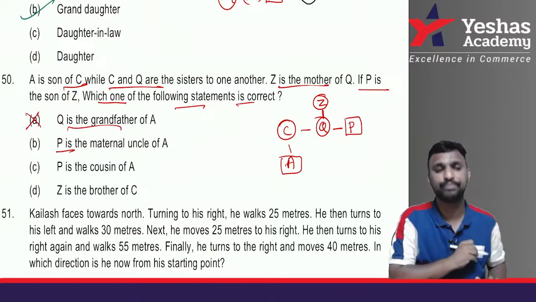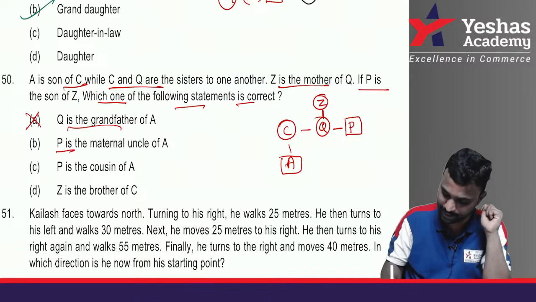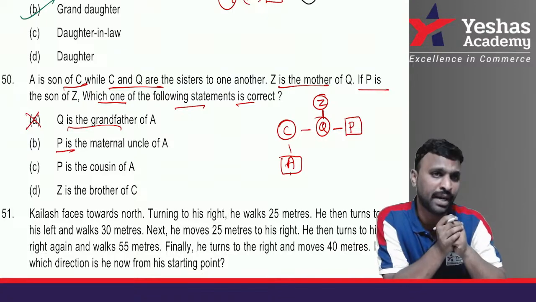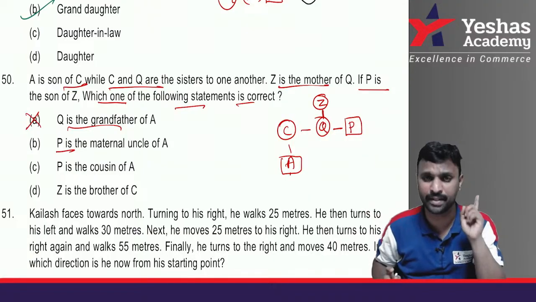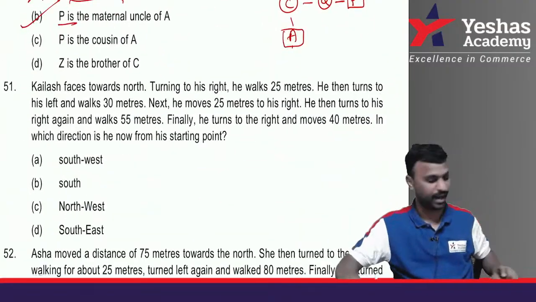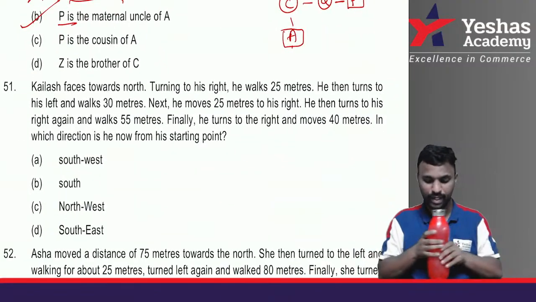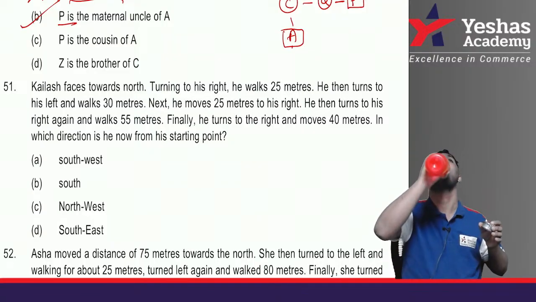Look at the next option. P is maternal uncle of A. Have a look at this. For A, C is mother. Mother's brother is only P. Correct? Mother's brother is maternal uncle only. Option B is the right answer. Have you all understood? Is it clear? Let's move on to the next question. That is question number 51.